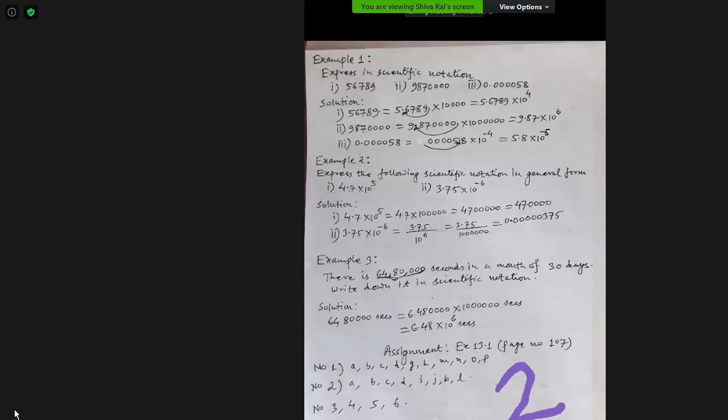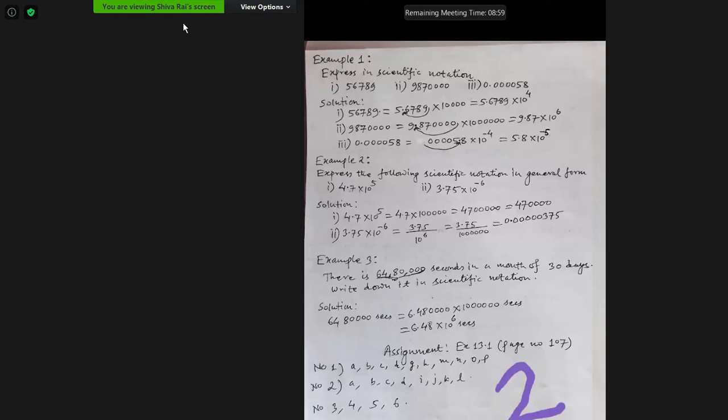In the place of 9, 1 place. In the place of 8, 2 places. In the place of 7, 3 places. In the place of 6, 4 places. So 4 places left we are shifting, so you multiply by 10,000, that is 1 followed by 4 zeros. If you multiply 5.6789 into 10,000, you will again get 56789. So this is equal to 5.6789 into 10 to the power 4.